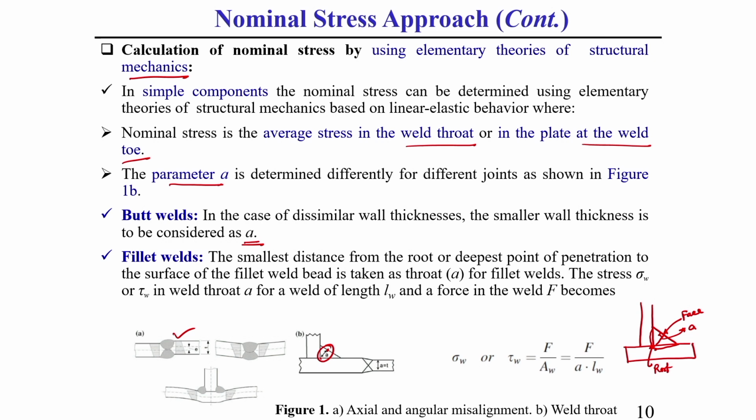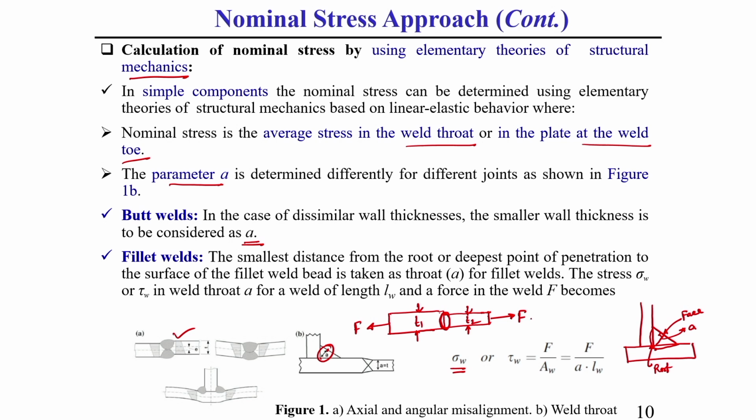For simple geometry we can easily use it. So, in the case of butt weld, let us consider two plates of dissimilar thickness, one plate and another plate, and we did the butt welding. Let us consider here the thickness is T1 and here the thickness of the plate is T2. For this case, let us consider it is subjected to a load F, an axial force.